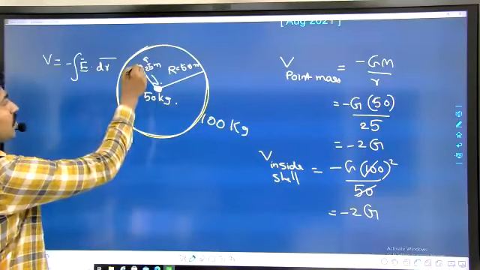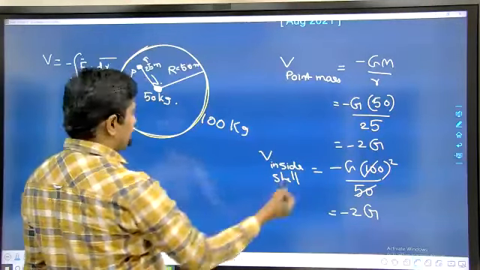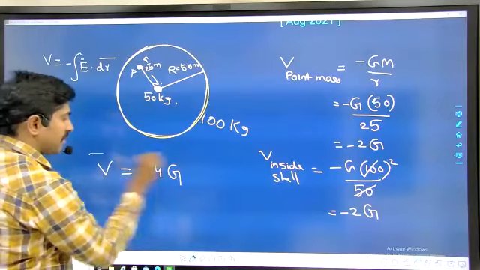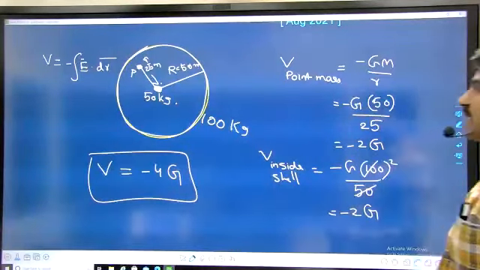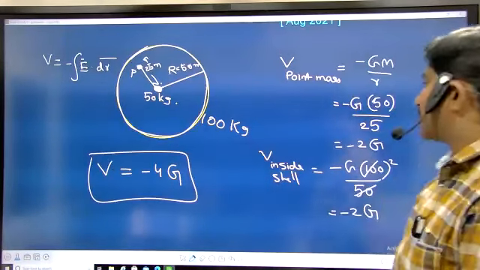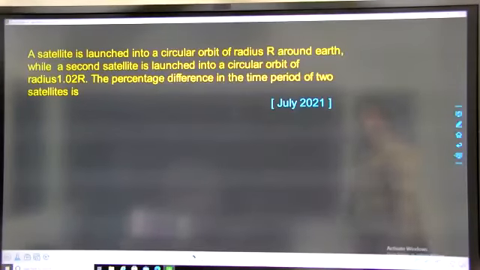Then what is the total potential at this point? Total potential will be the sum of these two only, minus 2G minus 2G, which is equal to minus 4G. Based on the basic concept of potential only, the question was given. Okay. Now, see the next question.